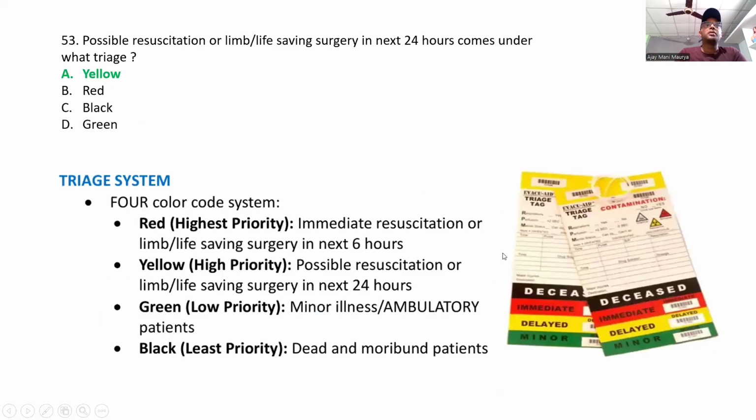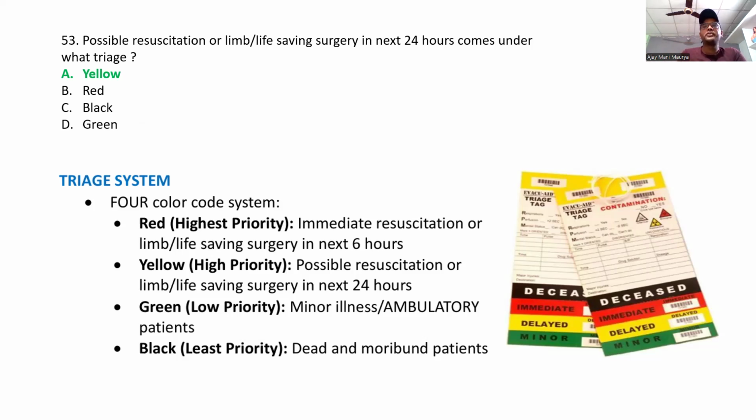Next question. Possible resuscitation, life-saving surgery in the next 24 hours comes under what triage? See, we have the triage here, which is a system useful in emergencies, guys. In order to distribute the patients, you have to prioritize the patients according to their priority of treatment. So red means immediate resuscitation. The patient who needs immediate resuscitation or life-saving surgery within 6 hours, you have to put in the red one.